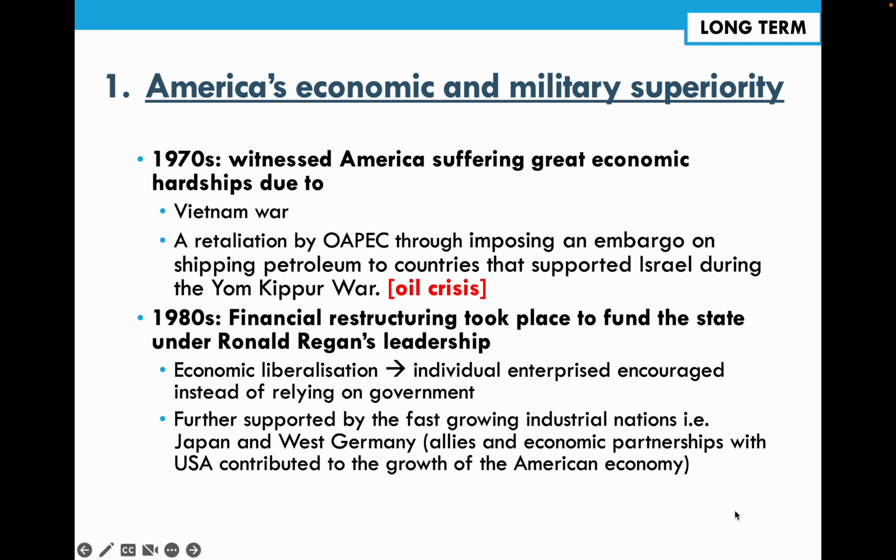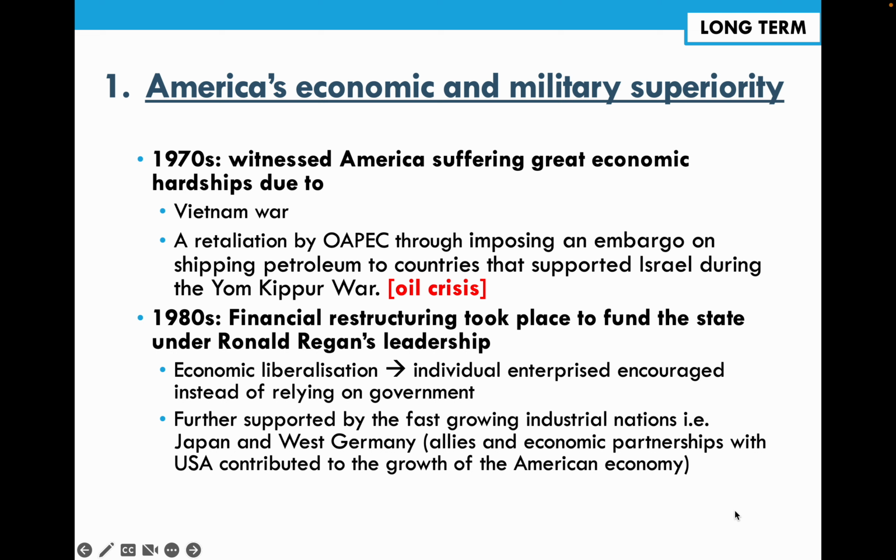To address the problem, Reagan began a process of economic liberalization where individual enterprise was encouraged instead of having the people rely too much on the government for goods and services. So for example, they cut national budgets, sold off national assets like phone companies, oil companies, and airlines. While controversial, this reform greatly restructured the economies of Western Europe and the USA, stimulated economic growth, and launched a financial boom in the West during the 1980s.